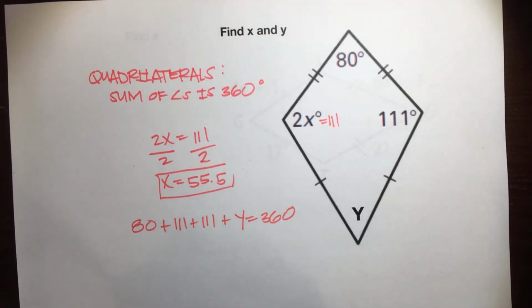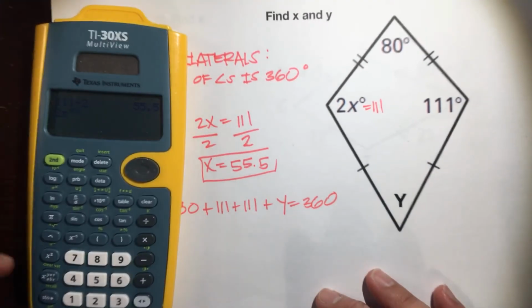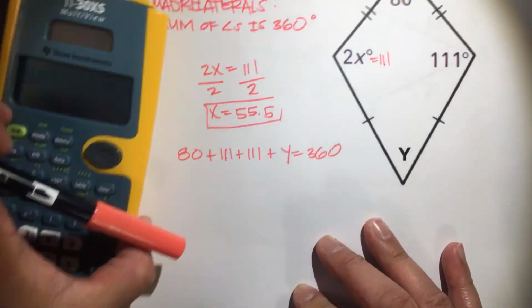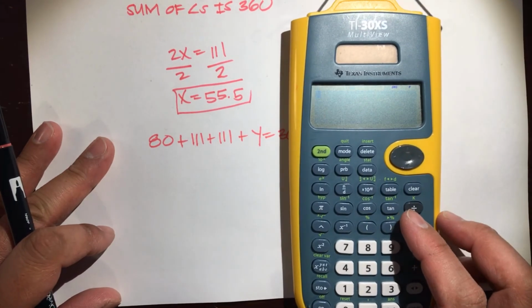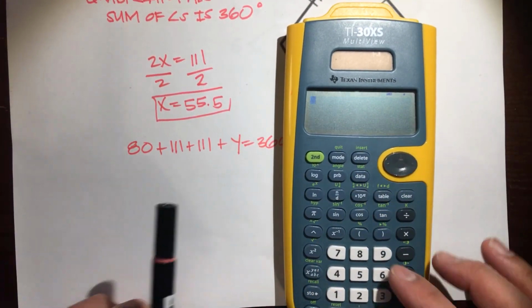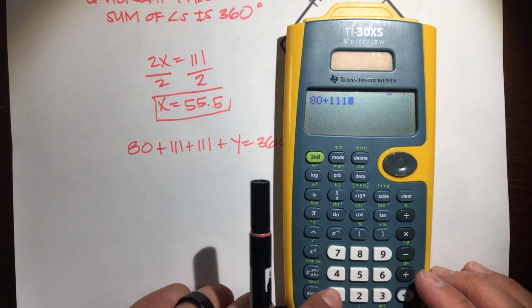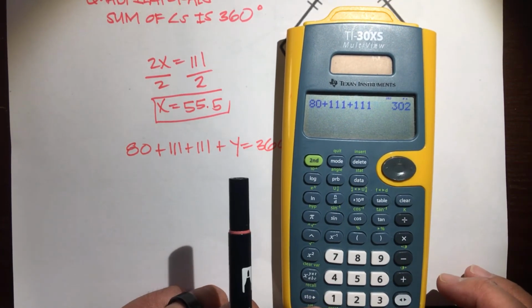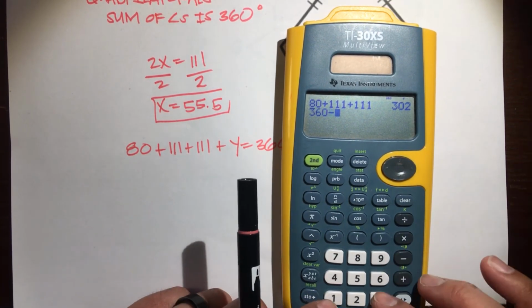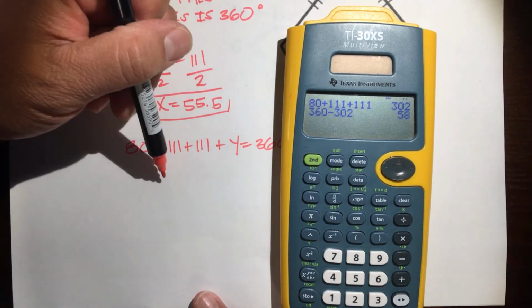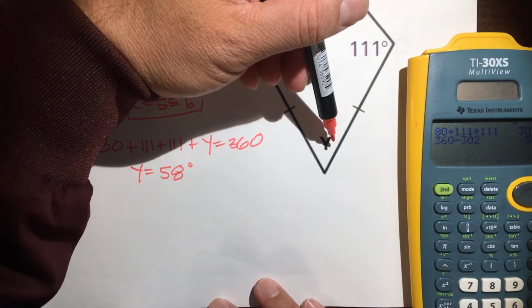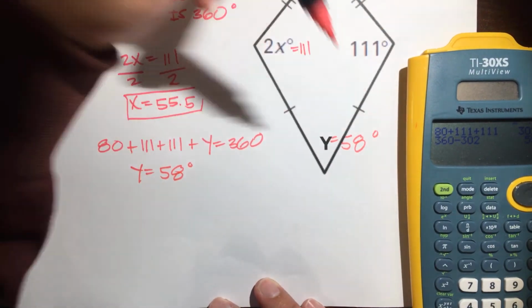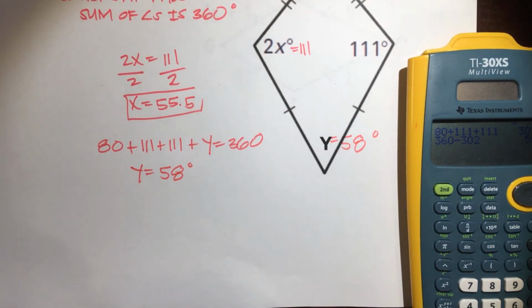We're going to take our trusty calculators and put in the light because it's a solar calculator. 80 plus 111 plus 111, 302. 360 minus 302 is 58 degrees. So y is 58 degrees. There you go.